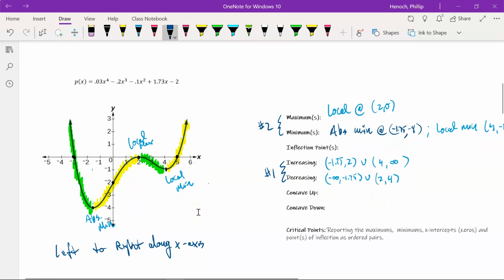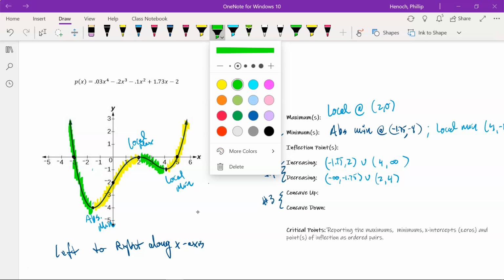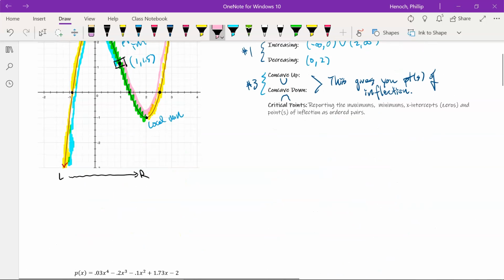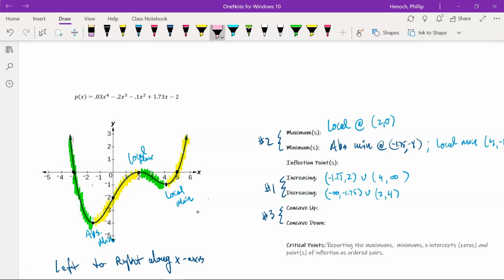Now we do our concavity. Our concavity is going to help us with our point or points of inflection in this case. So let me change back to the color I was using. I used pink. Looks like I am concave up all the way to somewhere right around there. And then I'm concave down to about right there. And then I am concave up again all the way to the end. So my point of inflection, I'm going to call it right there, and right about there, for concavity.